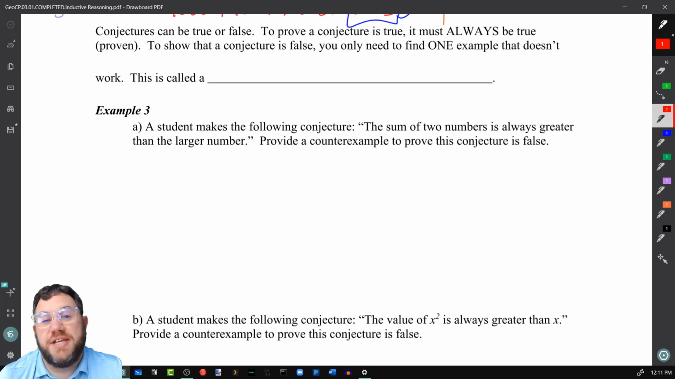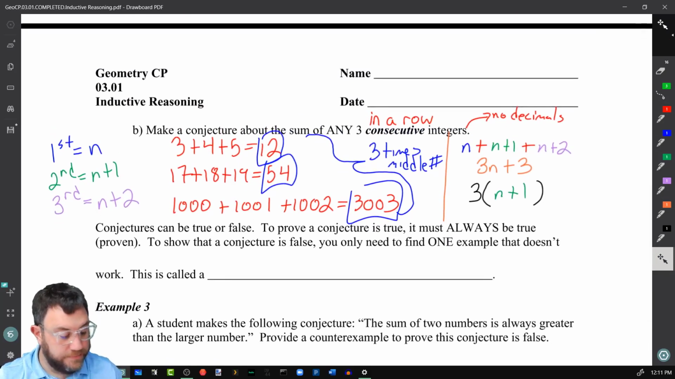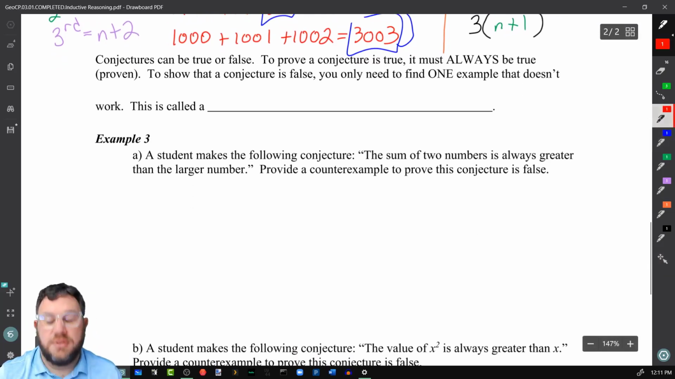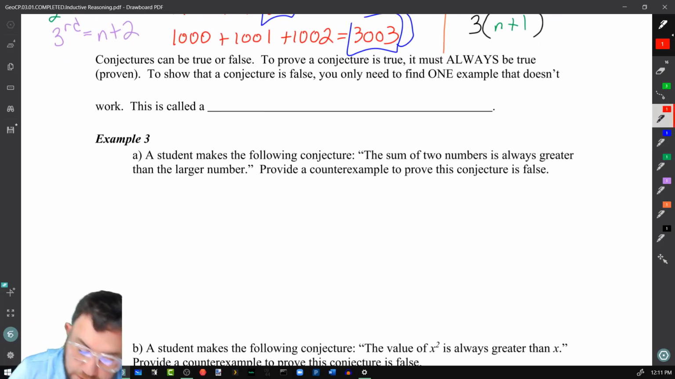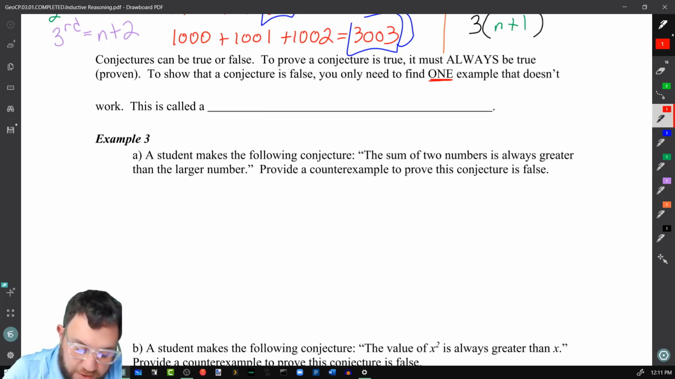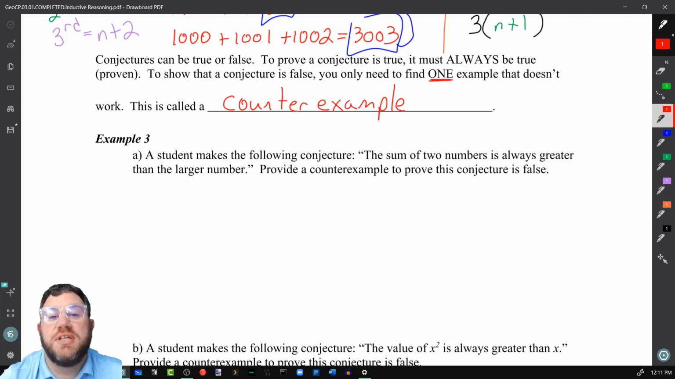To prove that a conjecture is true, you have to prove that it's true every time. So like in this example we just did, because we used algebra to show that it always works no matter what n is, we proved our conjecture. Now, to prove it is false, you need to find one situation where it doesn't work. And we call that a counterexample. One counterexample proves a whole conjecture is false. That's all it takes.